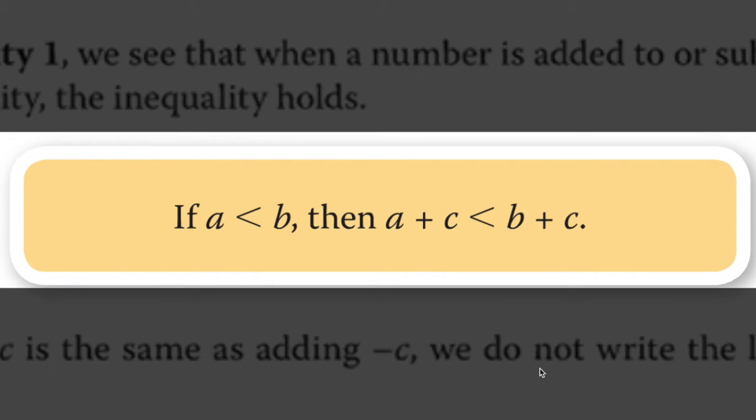For addition, it shouldn't change a thing, right? The sign shouldn't change when it comes to addition. So if A is a smaller number, then I add this number to both A and B. A plus C is still a smaller number compared to B plus C.